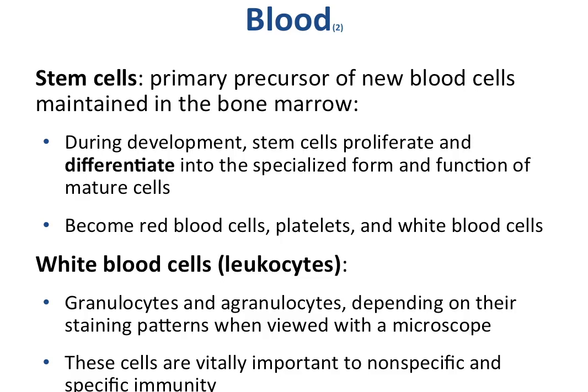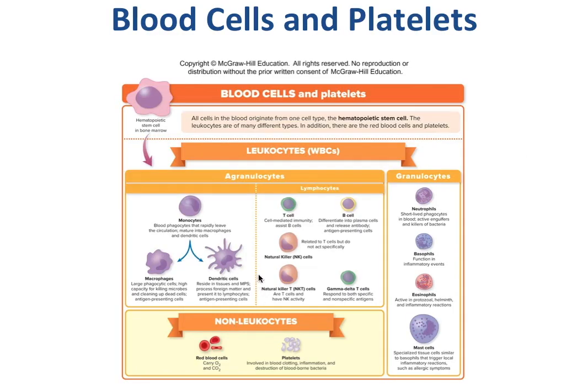So the white blood cells include the granulocytes. That means they have the cytoplasmic granules, okay? So these cells are very important for the immunity. So here we can see, this is granular cells. Agranular means they don't have the cytoplasmic particles. Granular means they have the cytoplasmic particles. Okay, and this is lymphocytes.